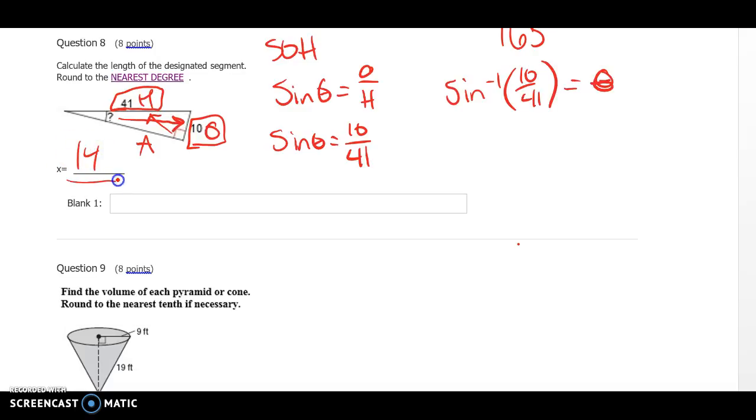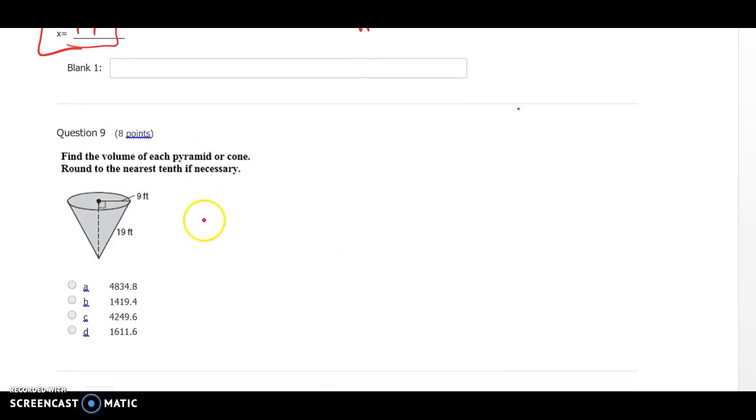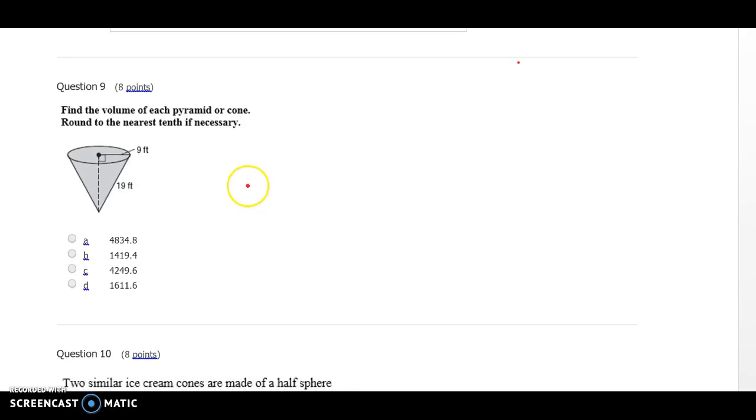14 will be our answer here. Okay? Not a problem. So theta equals 14. Cool. So that angle right there is 14 degrees. So moving on, number 9 says find the volume of, we got a cone here.